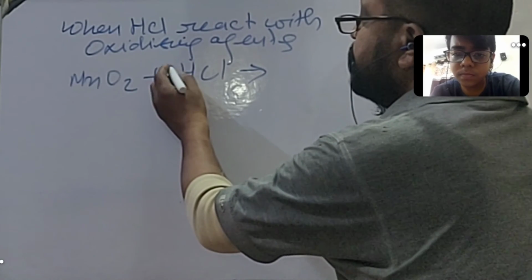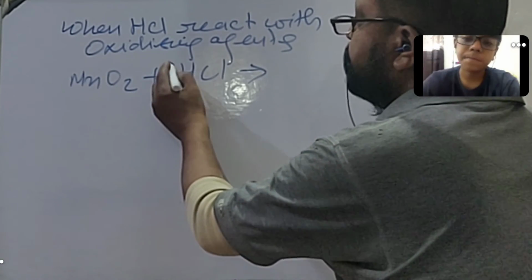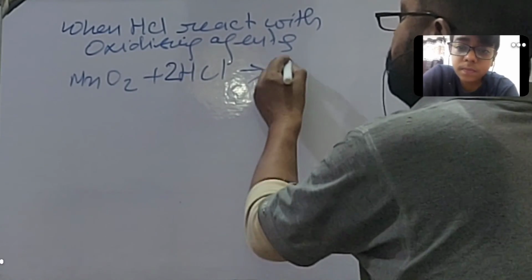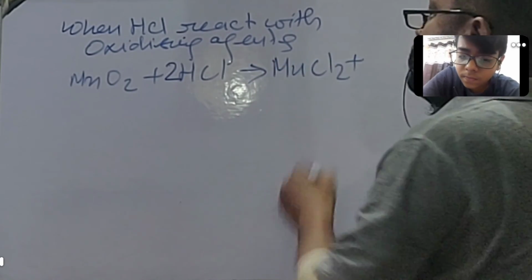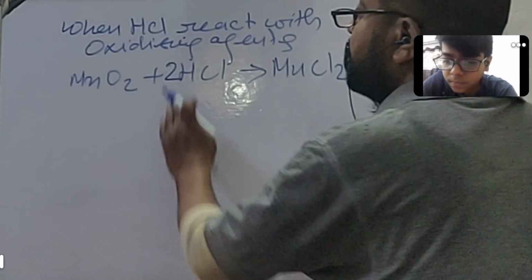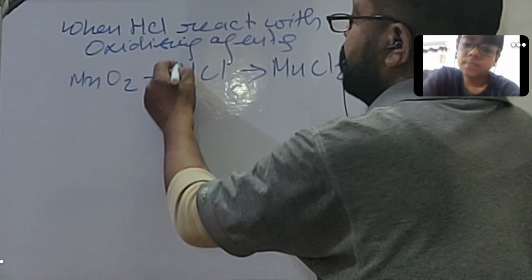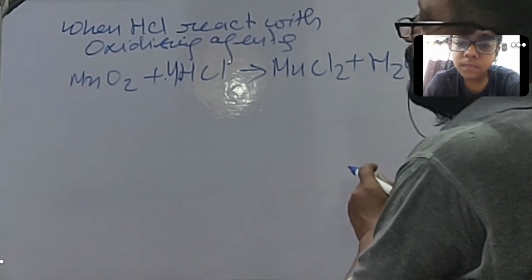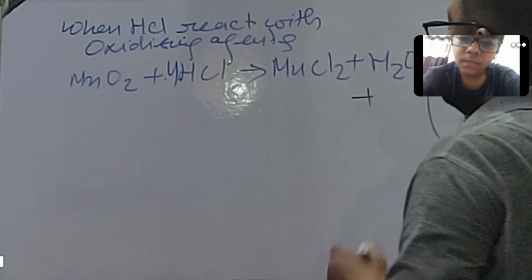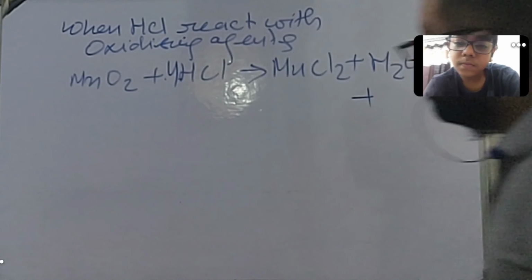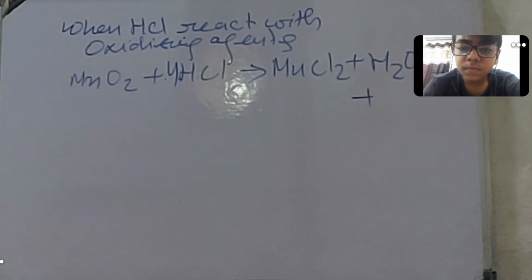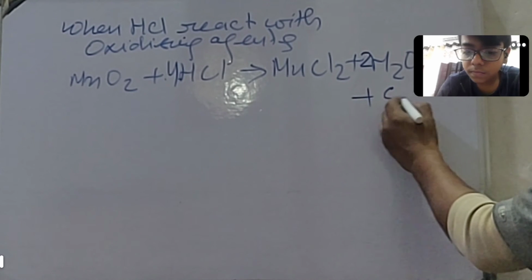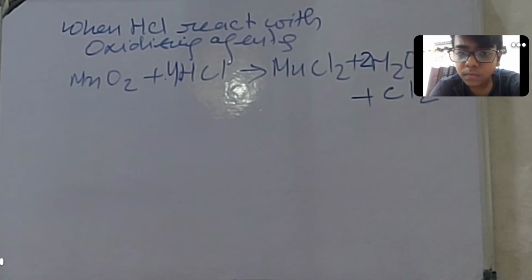MnCl2, manganese chloride, plus water. So we will take 4 HCl, then we have 2H2O, right? And then we have chlorine gas, right? Hydrochloric acid reacts with oxidizing agent and gives us chlorine.